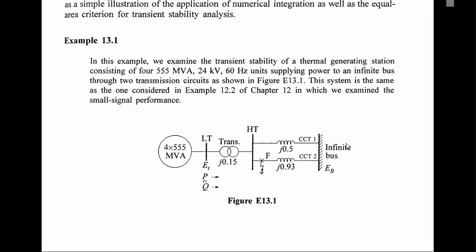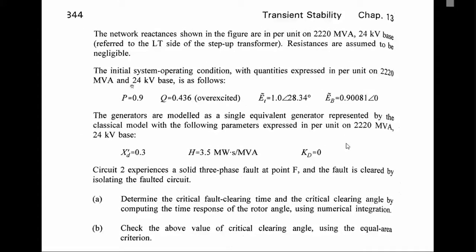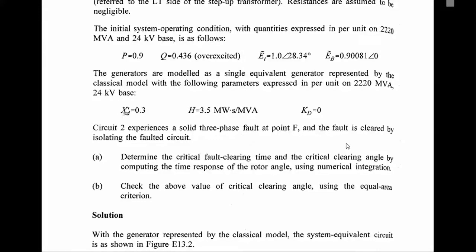Now you are given the mechanical power. The generator is operating at overexcited excitation. You have the generator terminal voltage here and the bus voltage here. Then this is the transient reactance in the d-axis, which is 0.3. You have inertia, which is 3.5 MW-s per MVA. You have zero damping coefficient.